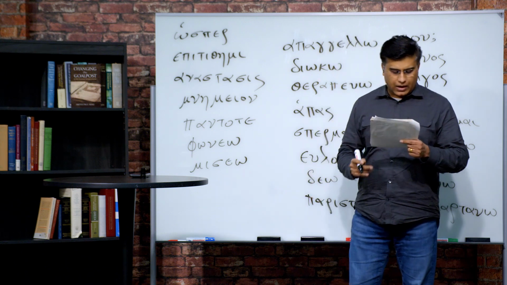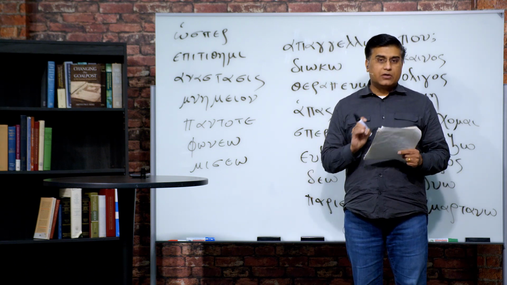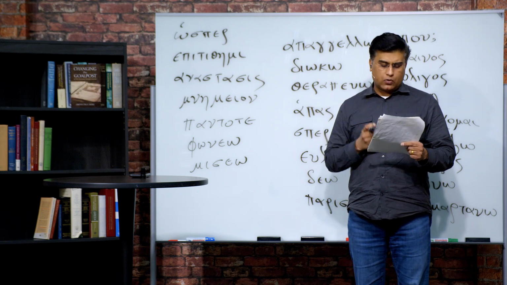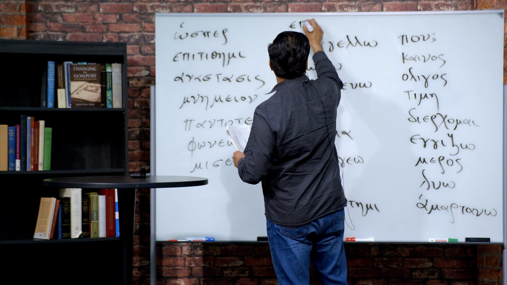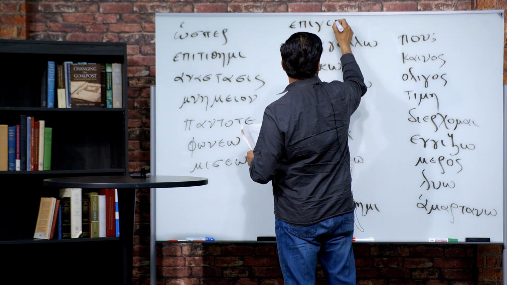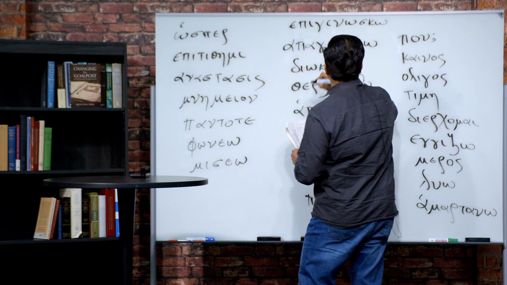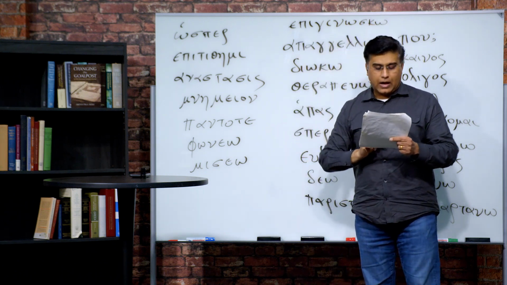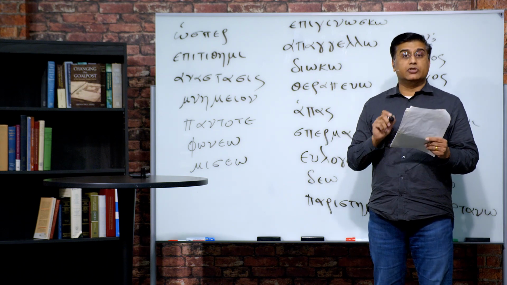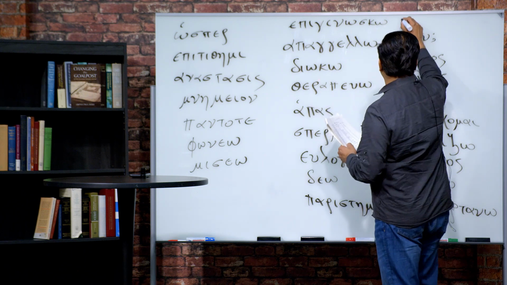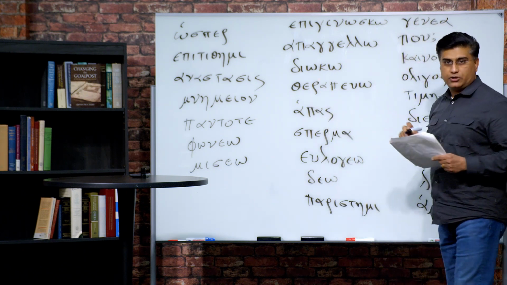Miseo, I hate. Next is epiginosko. Epiginosko is I fully know or to perceive. Epiginosko is I fully know or I perceive. Genea. Genea is generation.